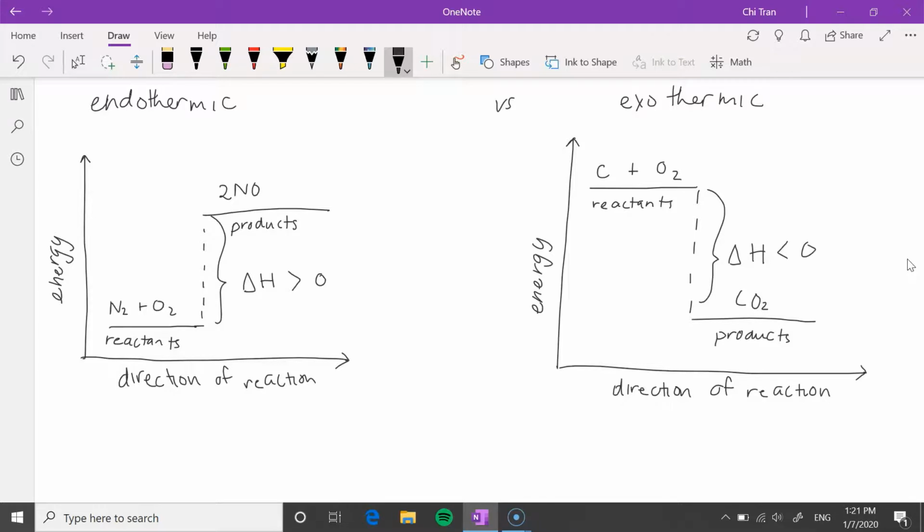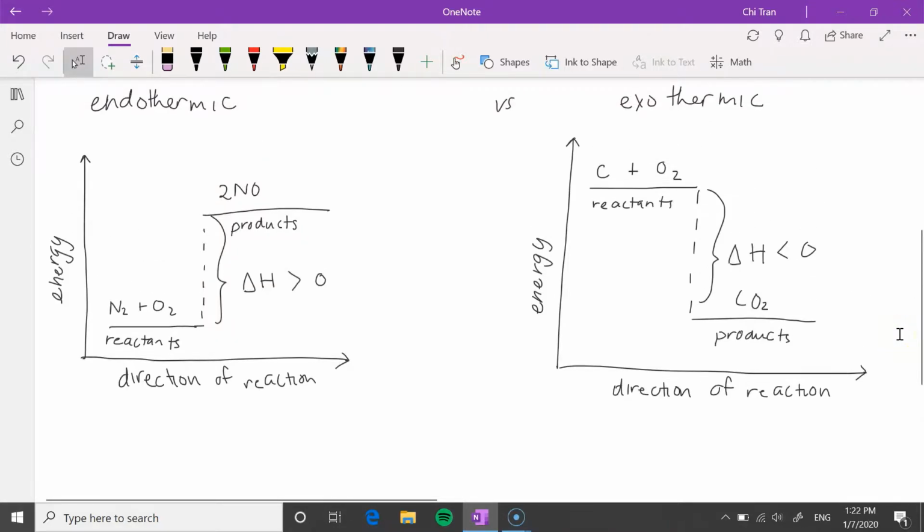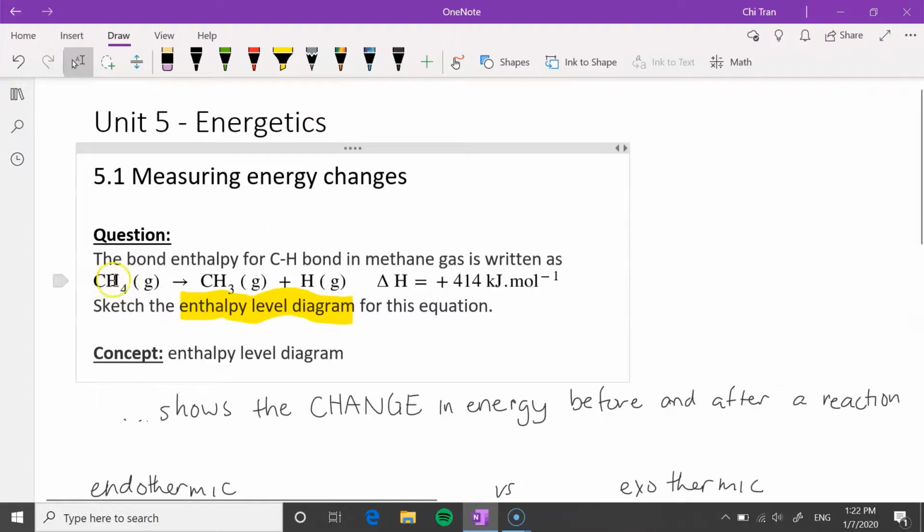So now let's look back at our question. In our question, it tells us the value for the delta H, and we can see that this value here is a positive value. So we know this reaction is an endothermic reaction.